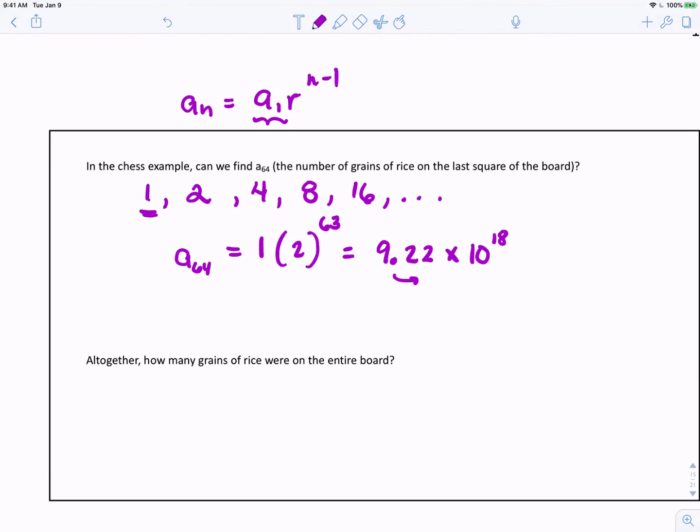But that doesn't even answer the question altogether, how many grains of rice were on the entire board. Because to answer that question, we would want to take the first square and add it to the second square, and add it to the third square, add on the fourth square. So you can see that it's a different process. This addition problem that we just wrote down is called a series, and that's what we're going to learn to do in our next section.